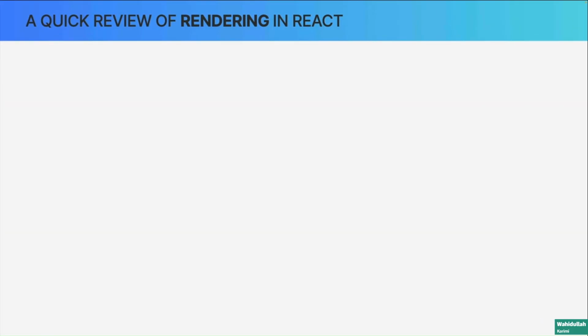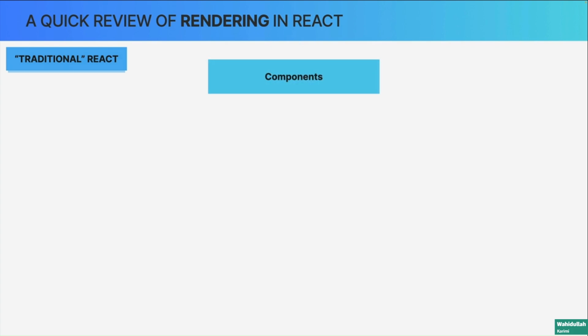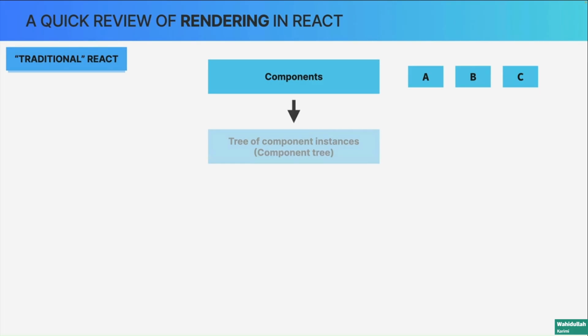And let's actually start with a quick and very simple review of what we learned in that earlier section, and in particular, how rendering works in traditional React, so in a world without React server components. It all starts with us writing some components, like these components A, B, and C right here. Then, as we compose these components together into a user interface, we end up with a tree of component instances, which is simply called a component tree in React.